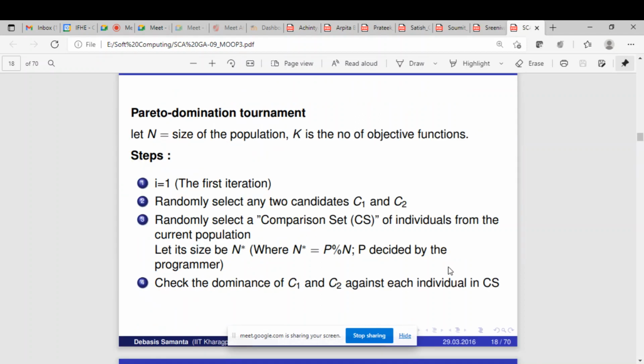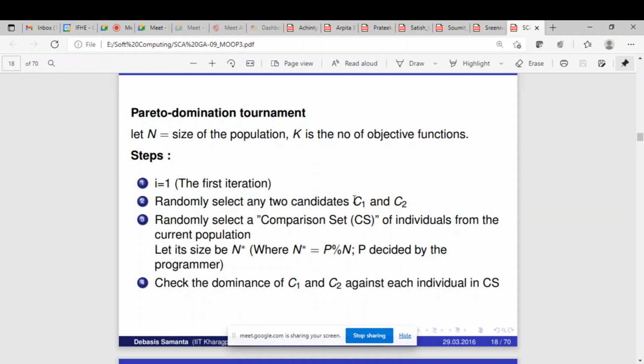So how does the niched Pareto based genetic algorithm work? Basically it selects two candidates, C1 and C2, at random, and then it wants to find who is best, whether C1 is best or C2 is best. For that it creates a comparison set. The size of the comparison set will be n star, where n star is equal to some percentage of n, where n is the actual population size. For example, if n is 100 and p is 10, then it will select 10 individuals at random and they will be kept in the comparison set.